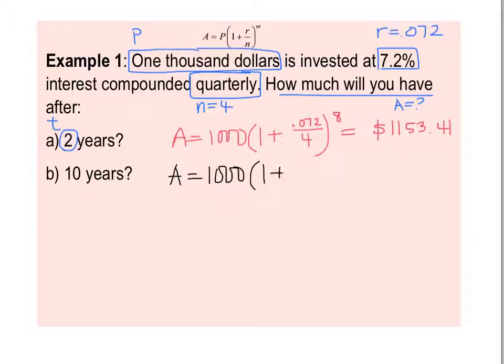Same idea with the second part, except the only difference here is you're changing the time. So after 10 years, what's going to change about this problem is we're going to take 4 and multiply it by the T, which is 10, so our exponent's going to be 40. So after those 10 years, you'll have $2,041.32.